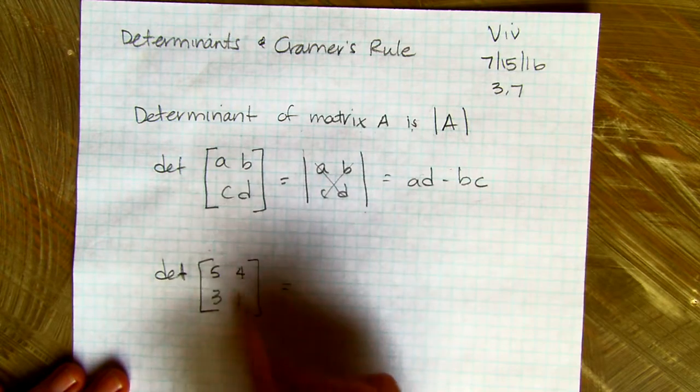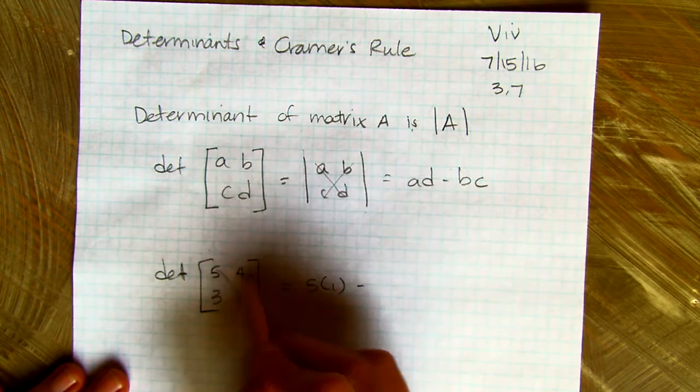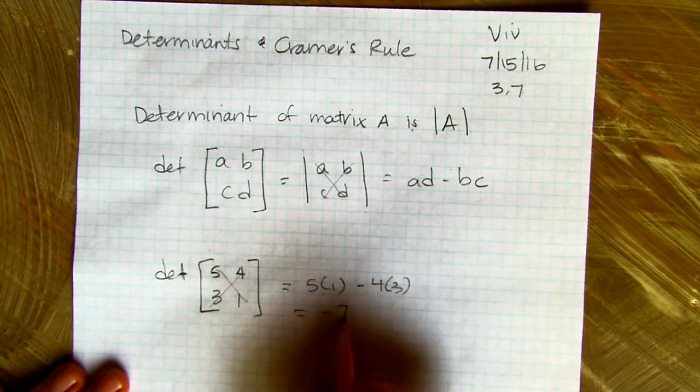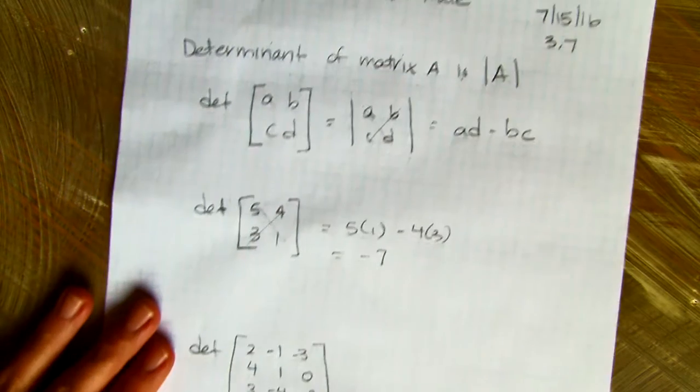So how would I define the determinant of this? It would be 5 times 1 minus 4 times 3. So 5 minus 12 is negative 7. So the determinant of this 2 by 2 matrix is negative 7.